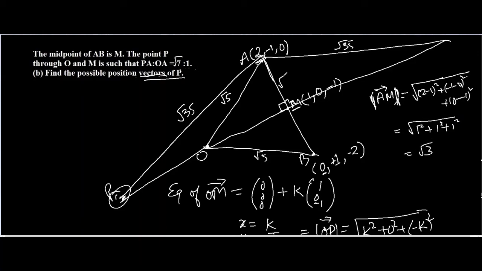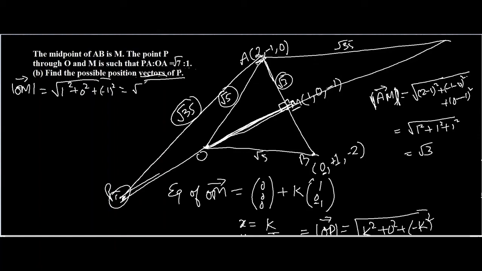So this length is square root 3, this length is square root 35, and we can find this length as well. OM, we could have found the magnitude of the vector also. So let's find OM. OM will be square root of 1 square plus 0 square plus minus 1 square, which is square root 2. So this length is square root 2. Alright, now MP. Any MP, okay, it can be MP1 or MP2. It does not matter. Both of them will have same magnitude.